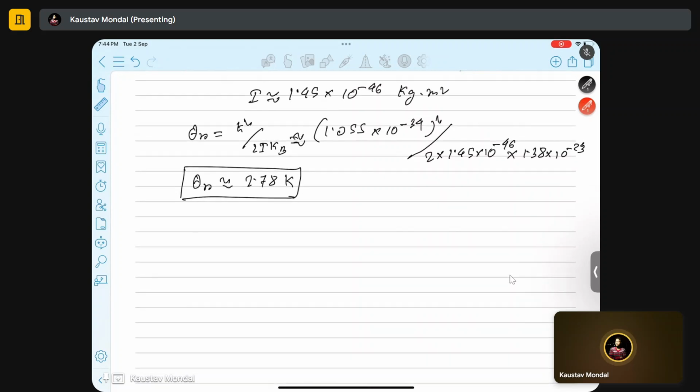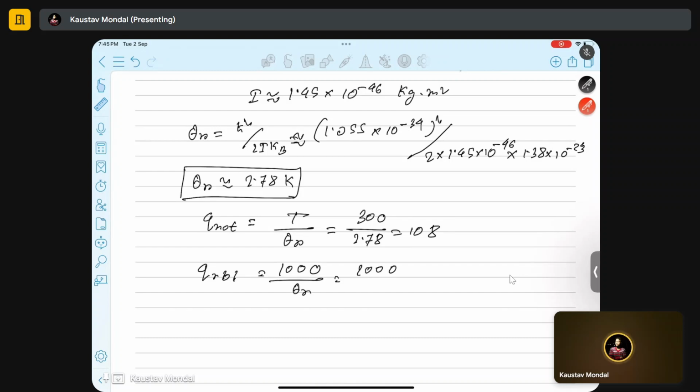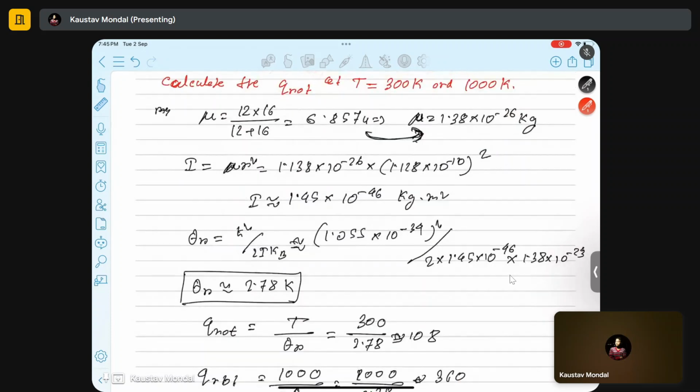So Q rotational would be simply T by theta r, sigma is 1. T by theta r, that means 300 by 2.78, so that gives you 108 at 300 Kelvin. Next case, Q rot at 1000 Kelvin would be 1000 divided by theta r, that means 1000 divided by 2.78, equal to 360 almost. So these are the values of the rotational partition function for two different temperatures.